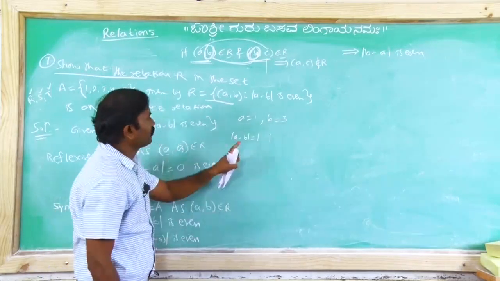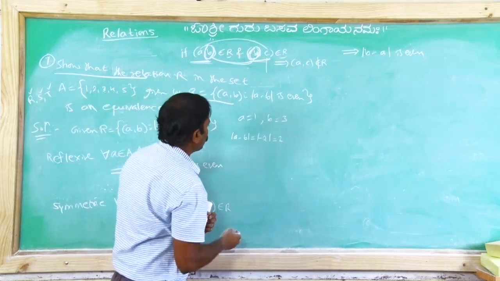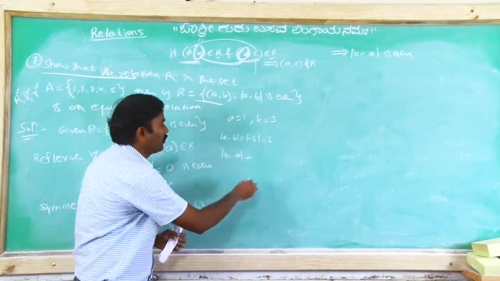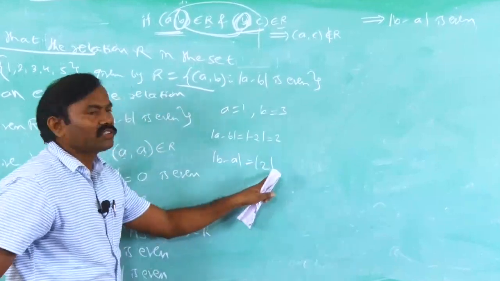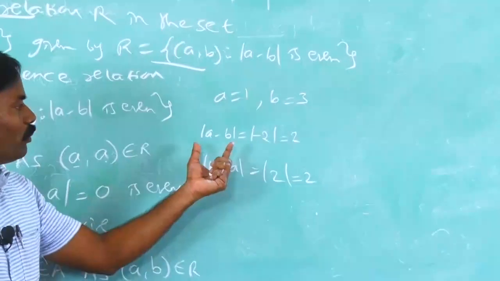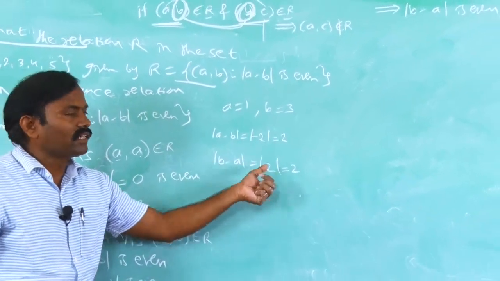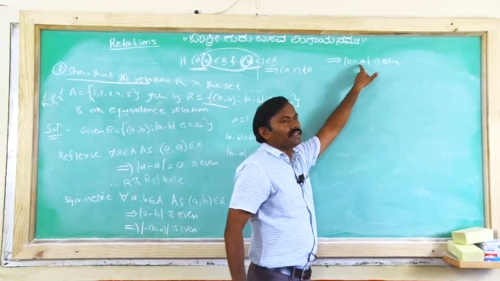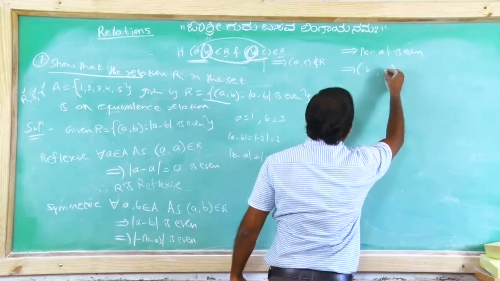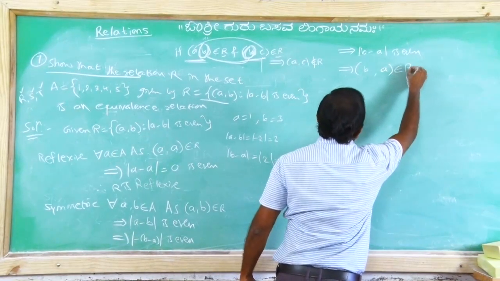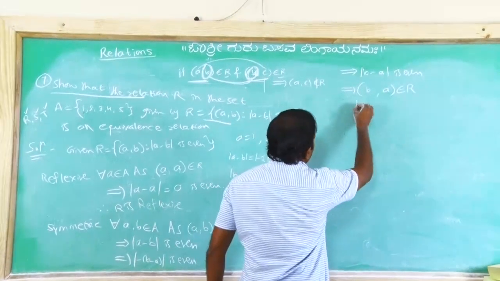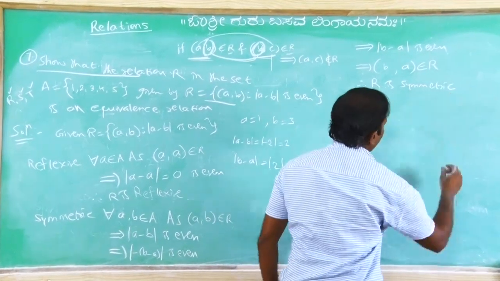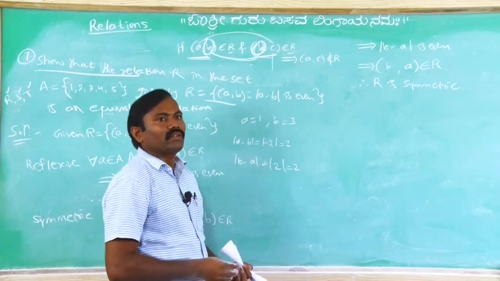The modulus of A minus B equals the modulus of 1 minus 3, which is minus 2, so plus 2, an even number. Next take the modulus of B minus A. Now 3 minus 1 is 2. The modulus of 2 is equal to 2. It means if mod A minus B is an even number, mod B minus A is also an even number. So mod A minus B is even implies that mod B minus A is even. And this means the ordered pair B comma A belongs to R. That means the relation is symmetric. Therefore, R is a symmetric relation. Last one.